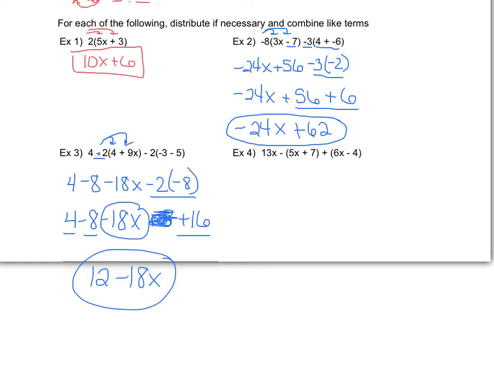So the only thing that's in front of this parentheses is a subtract sign. So I'm going to distribute the minus sign in, and I'm going to distribute the plus sign in. So my 13x drops down. When I distribute my minus in, minus times 5x is minus 5x. Minus times 7 is minus 7. Distributing my plus sign in, positive times 6 is positive 6x. Positive times minus 4 is minus 4.